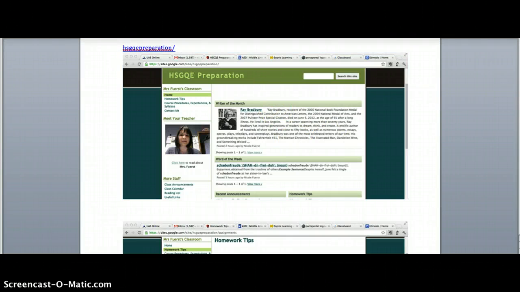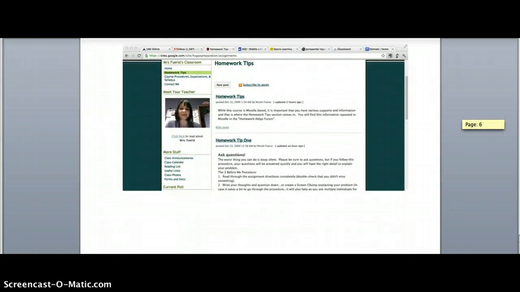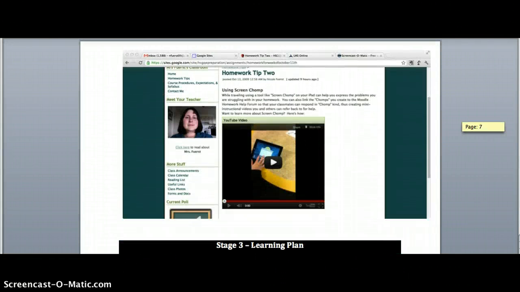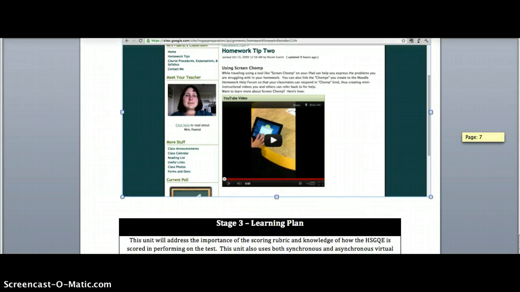So they'll be able to go to this home page, and then they'll go to a place called Homework Tips, and they will then be able to get some information through Homework Tip 2 about using Screen Chomp, particularly while they're traveling. There's instructional videos created and included, so students will be able to use the tools even if I'm not there.